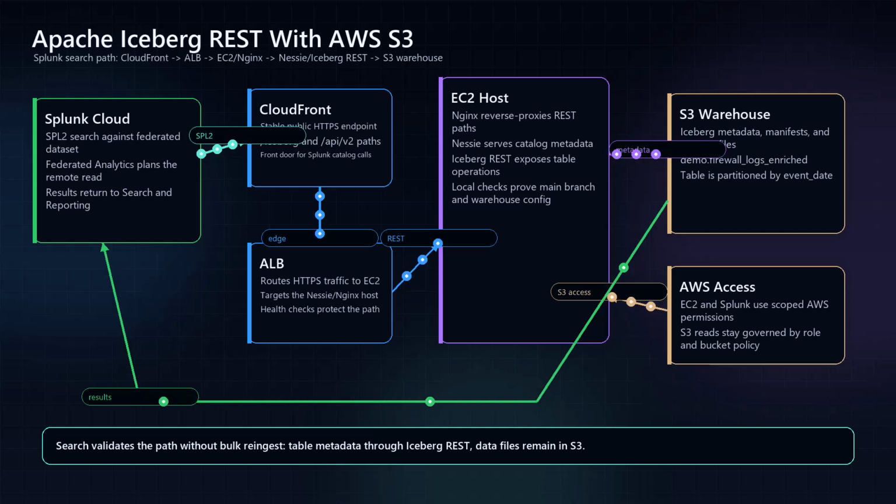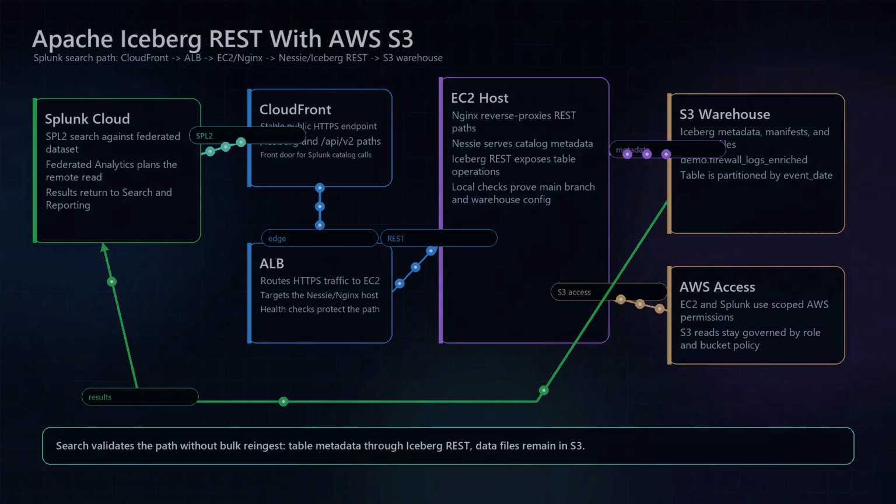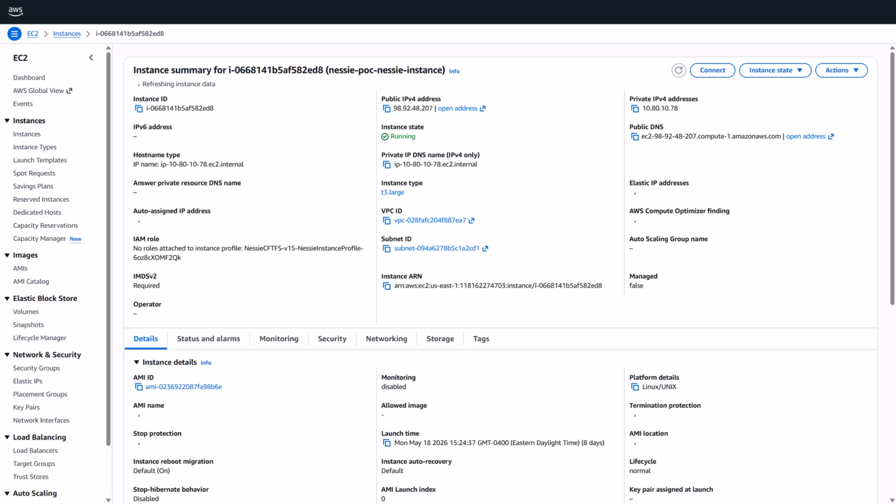For the AWS portion, do not think about this as a template walkthrough. Think about it as a small Apache Iceberg REST service boundary. The important pieces are the EC2 instance, Nginx, Nessie, Iceberg REST, the application load balancer, CloudFront, S3, and the permissions that let the service and Splunk read the warehouse. This is the architecture we are validating. The EC2 instance is the center of the AWS side.